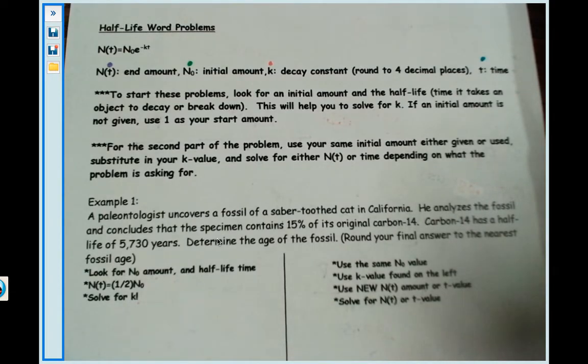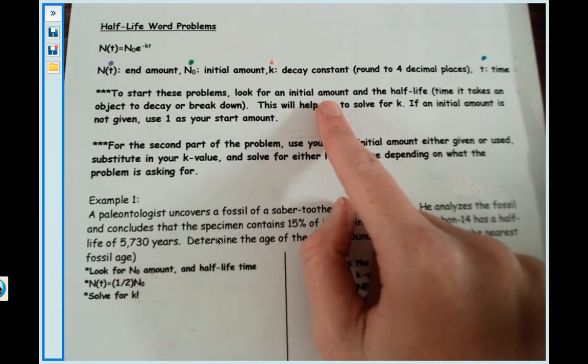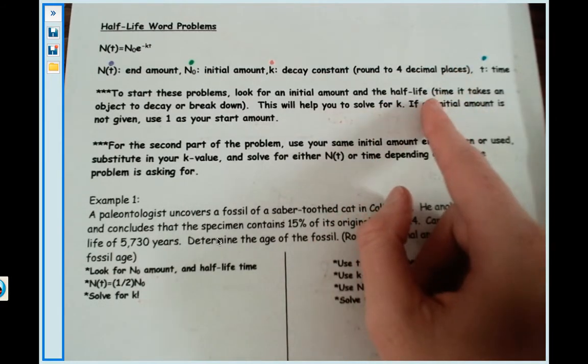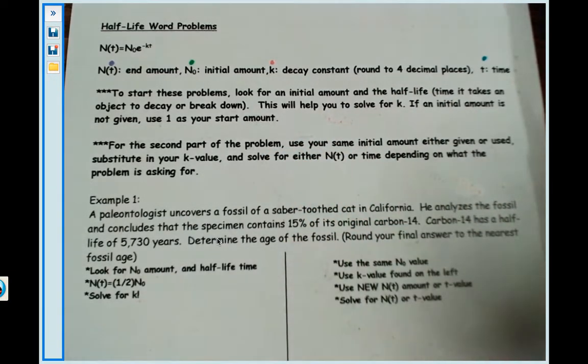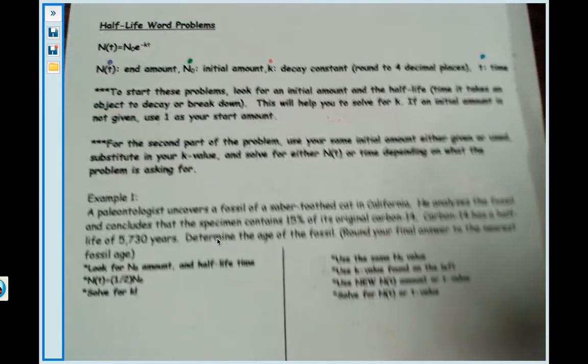So, when we start these problems, what we're going to look for first of all is an initial amount and the half-life, which is the time we're going to use first. And don't forget the half-life time is the time it takes an object to decay or break down to half of its size. This will help you to solve for k, and we'll talk about that in just a moment.